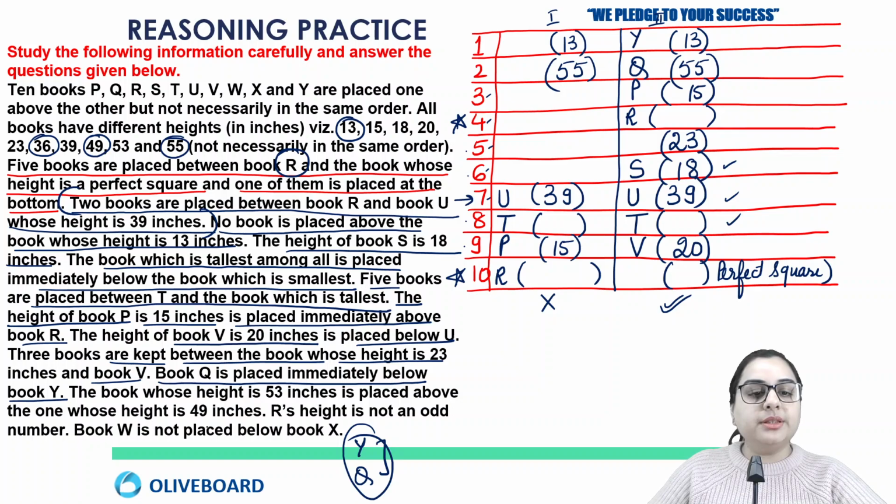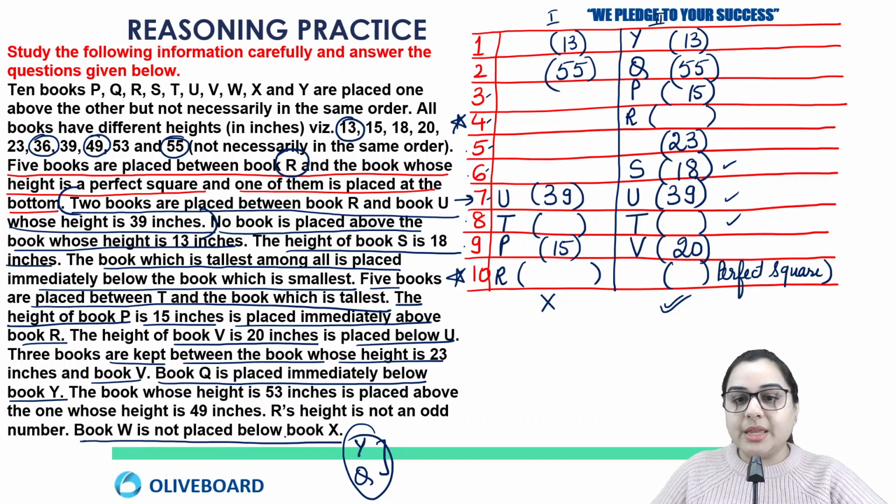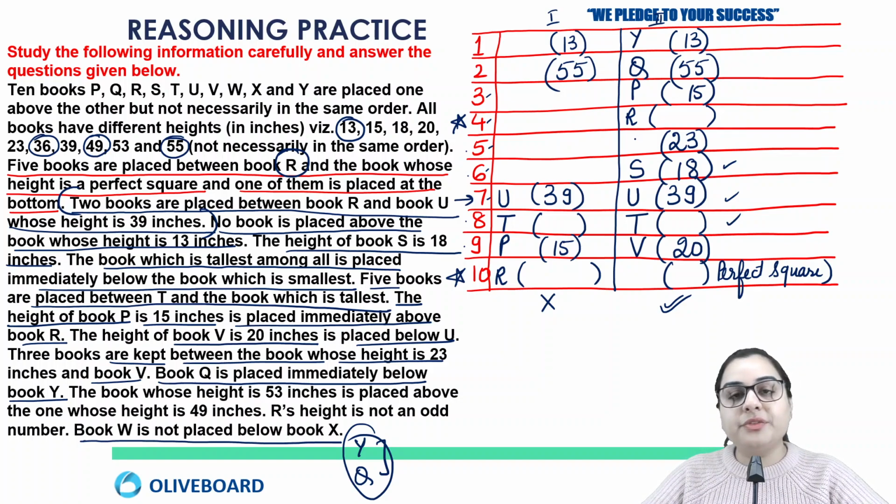Right. Okay, so in the last there is a line that book W is not placed below X. Also you can see in your solution we are left with just 2 names, that is W and X. And if W is not below X, that means W is above X. He's not telling immediately below, he's simply saying below. So book W is not placed below X means book W is placed above X. So book W will be written up and book X will be written down. I hope this much is clear.